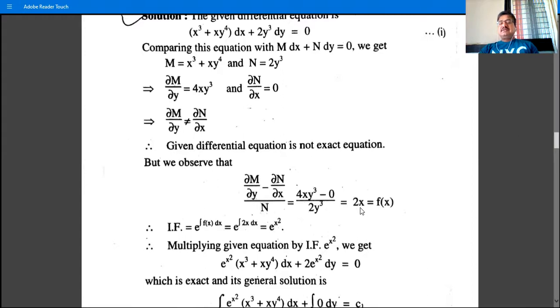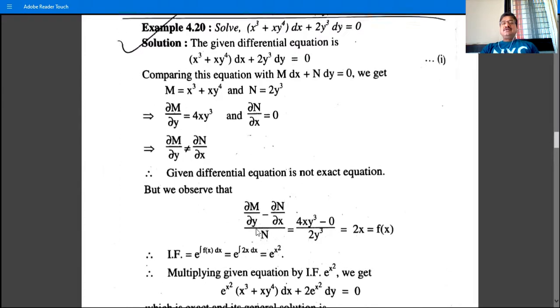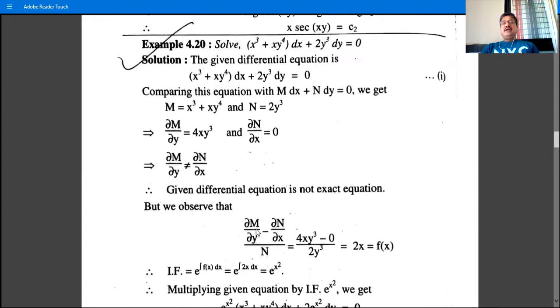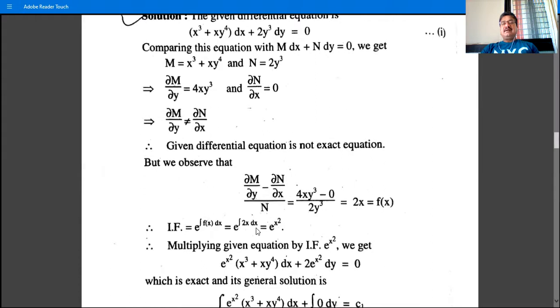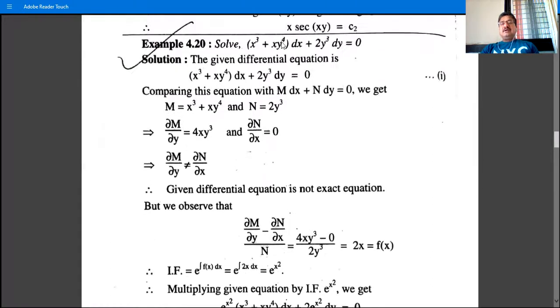And what is its parallel rule? Next, rule number 4: replace this, write dA by n by dA by x first, then dA by m by dA by y, divided by m. If it is a function of y alone, then e raised to integration F.Y dy is its integrating factor. There are MCQ type questions on this integrating factor, and now we have to solve this differential equation.